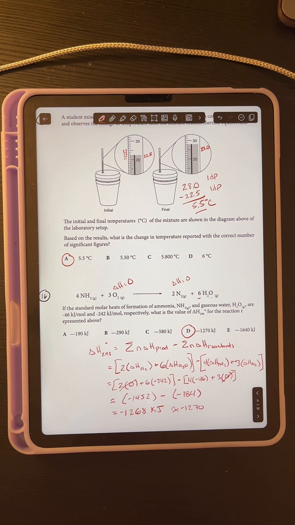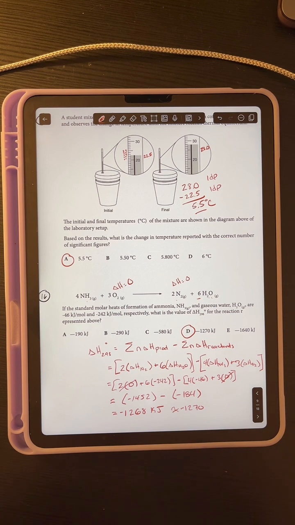Galvanic cells is going to be the second half of thermal, which is unit 9, which I don't have the exact dates memorized.